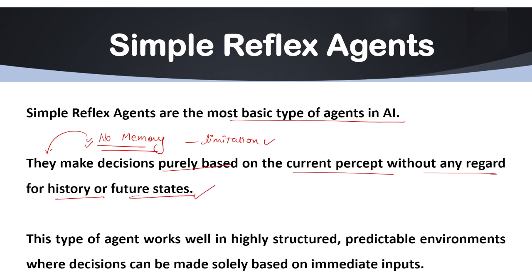All right. Another point says this type of agent works well in highly structured, predictable environments where decisions can be made solely based on immediate inputs. So this is directly or indirectly related to the point that it has no memory. If there is no memory, it will focus only on immediate inputs because it is not capable of storing previous data. It is not capable of storing previous tasks, right?